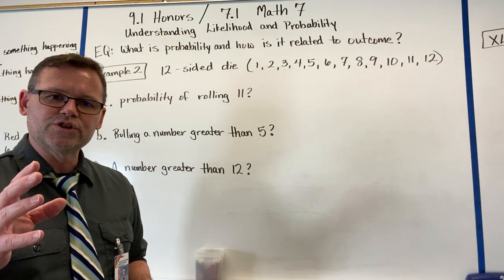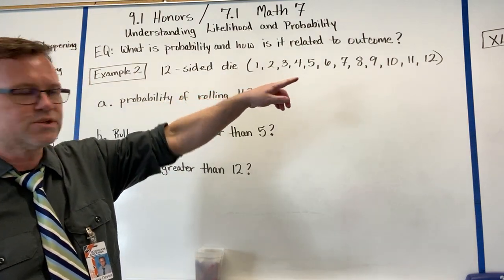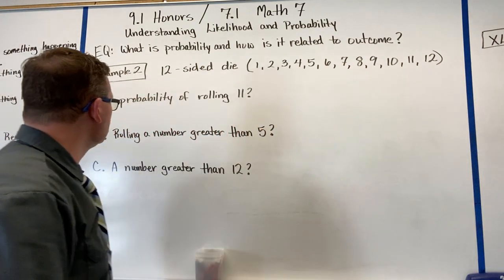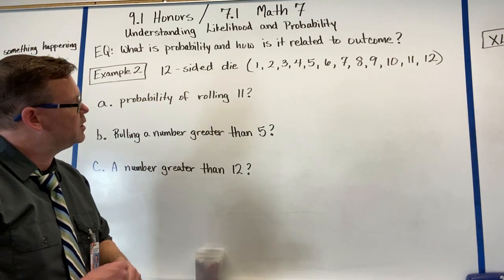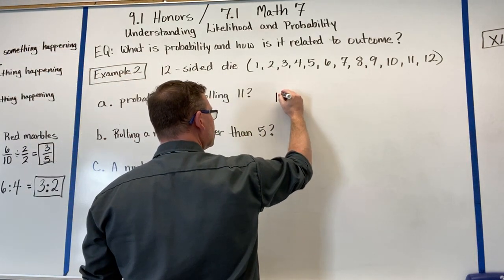So what we want to understand is I've got a set of different outcomes. I numbered 1 through 12. And then what they want to know is, what's the probability of rolling an 11? Well, we need to know, first of all, if we're talking probability, it's out of the total amount.